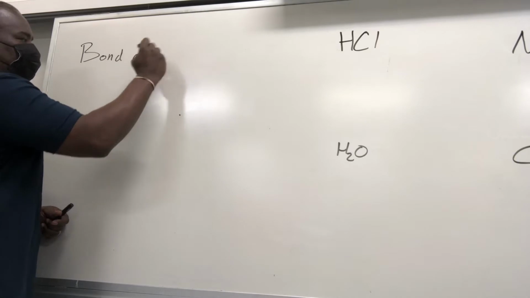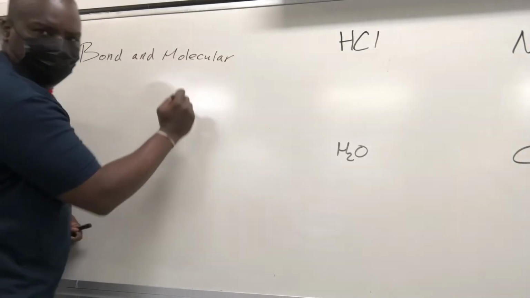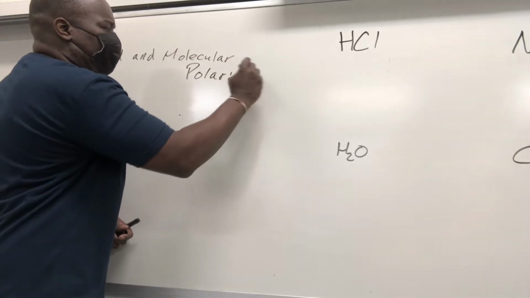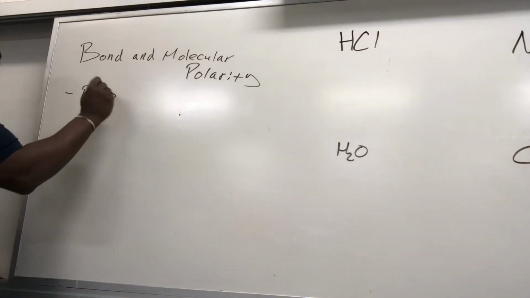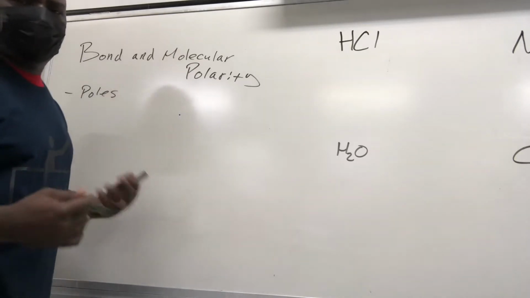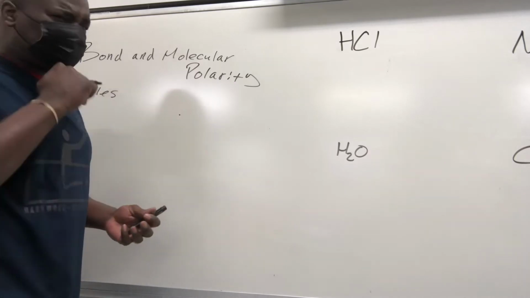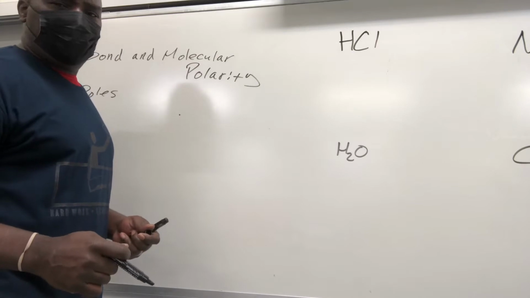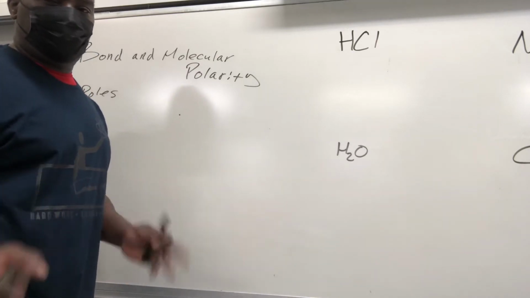All right, so we're looking at bond and molecular polarity. Okay, all right. Some background. We've heard of the poles, right? On the Earth, North and South Pole, we've heard of poles of magnets, right? And we think of those guys as opposites, North and South, right? So we're going to use that same context and think of poles as opposite charges, okay, within a molecule, or a bond, depending on which one we're talking about.